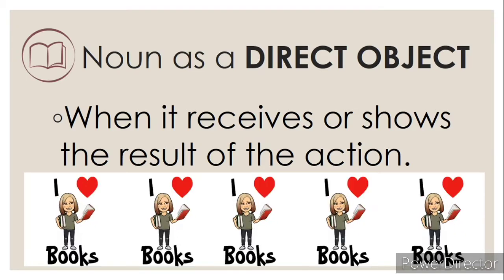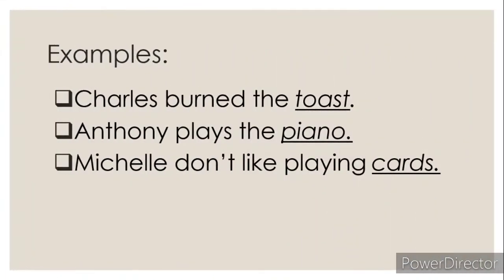Okay. So, we have here examples. Charles burned the toast. As you can see, when we are pertaining to the direct object, it answers the question, what? Okay? Charles burned what? The toast. So, toast is our direct object here. Our next example, Anthony plays the piano. Anthony plays what? The piano.